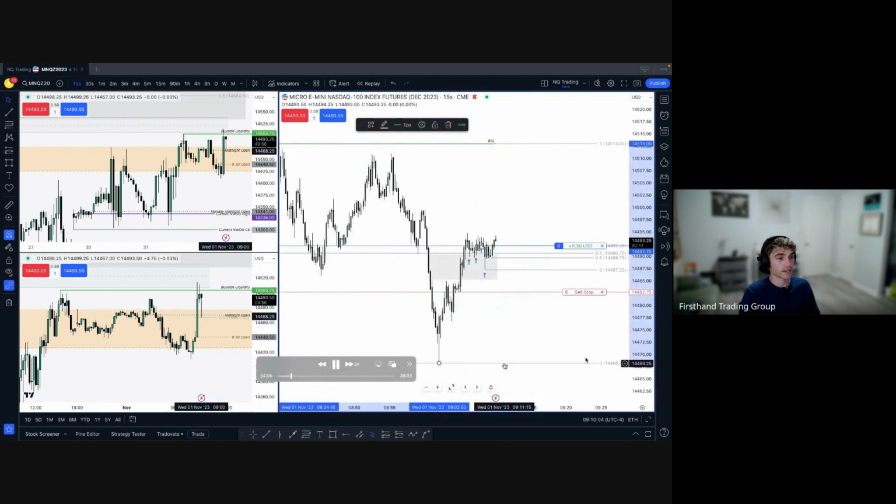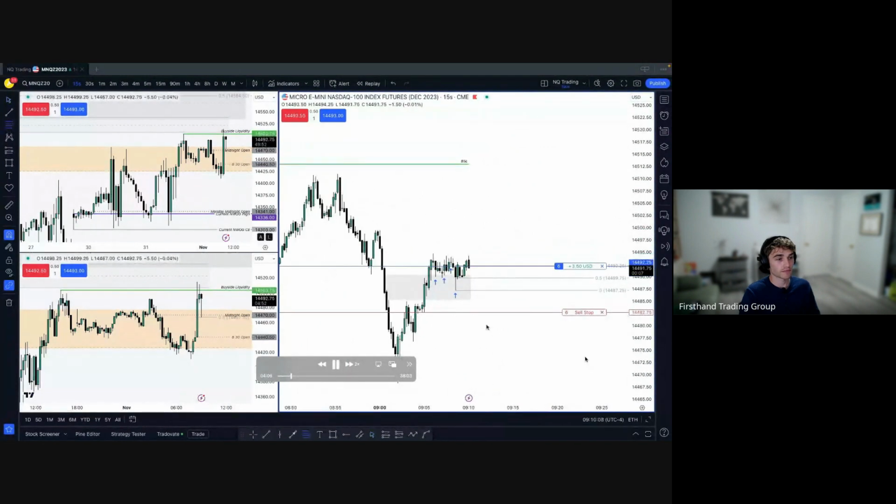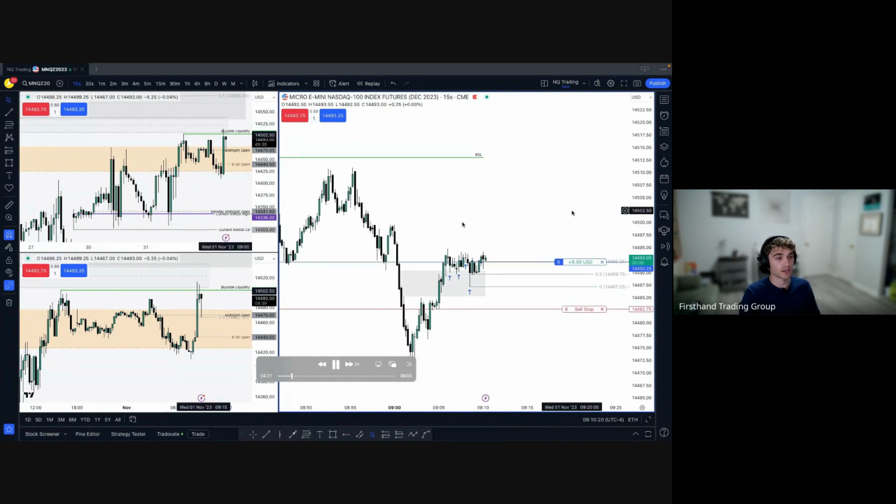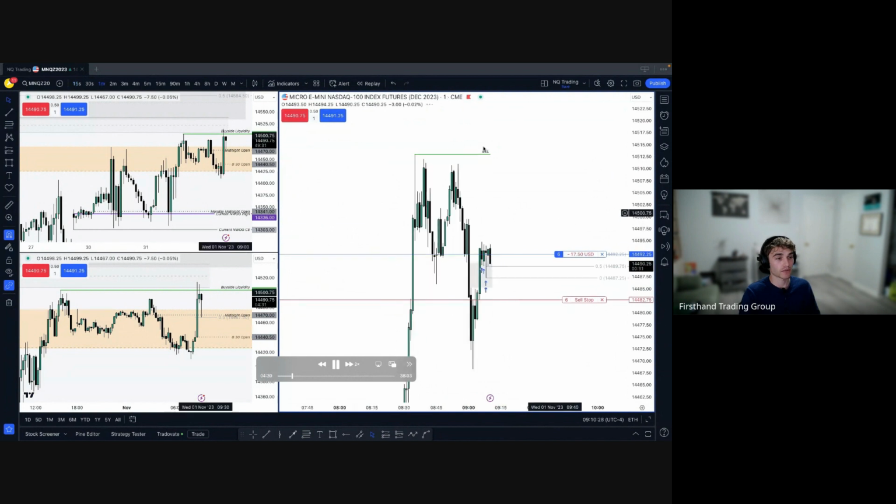Here I'm just marking out my dealing range, seeing where equilibrium is. And this is my implied dealing range from here to here. So I don't want to add any pyramid positions above equilibrium of that implied dealing range.